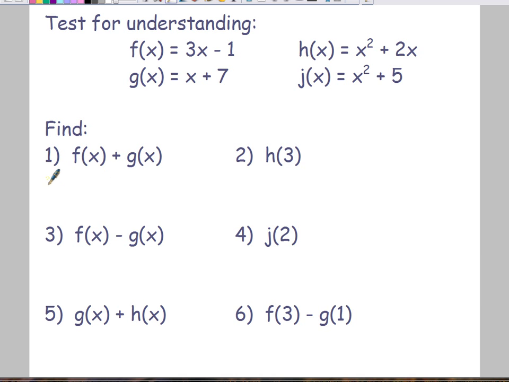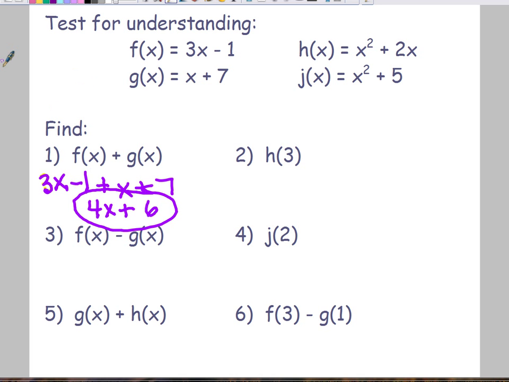If I have to add them together, I have, oh, yellow's a horrible color on here. Hang on just a sec. 3x minus 1 and I'm adding to that x plus 7. 3x plus x gives me 4x, and negative 1 plus 7 gives me positive 6. This is my answer when I get those two functions added together.